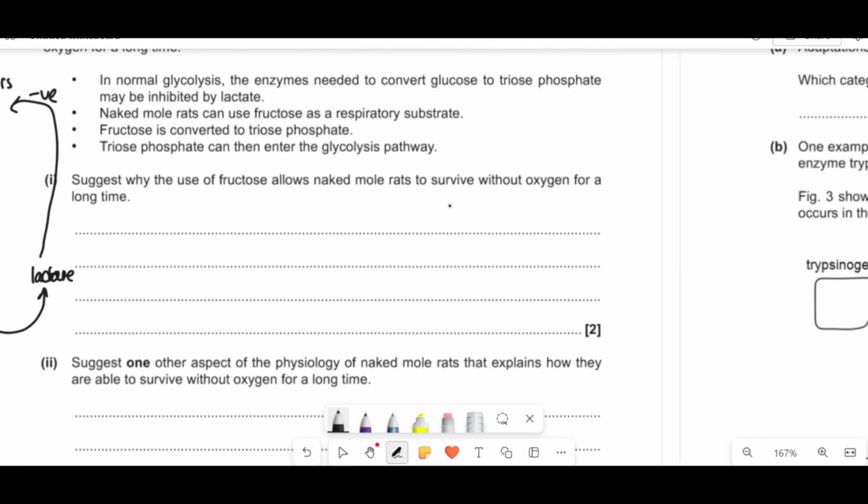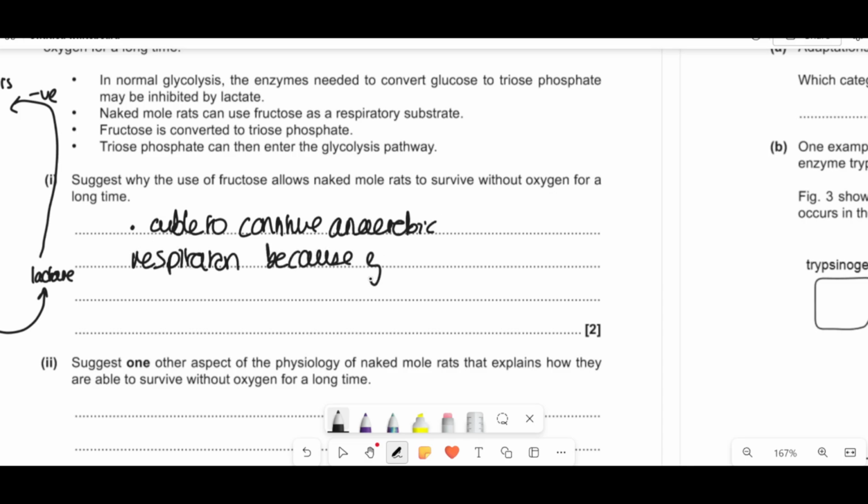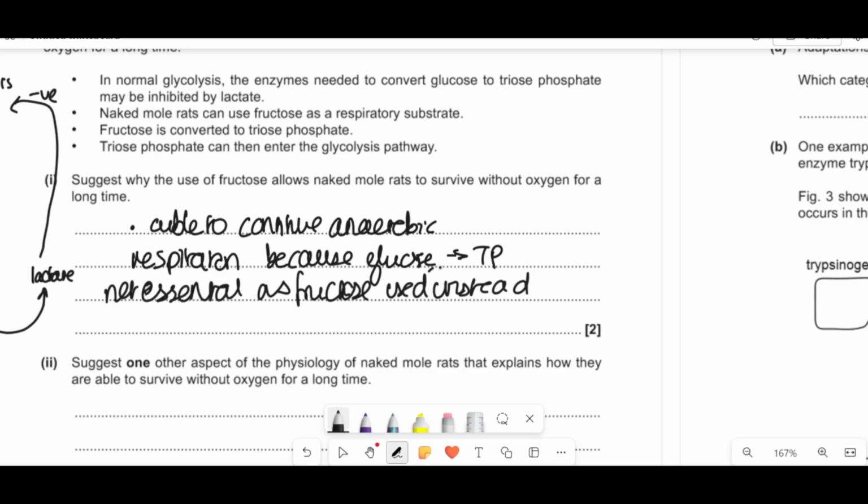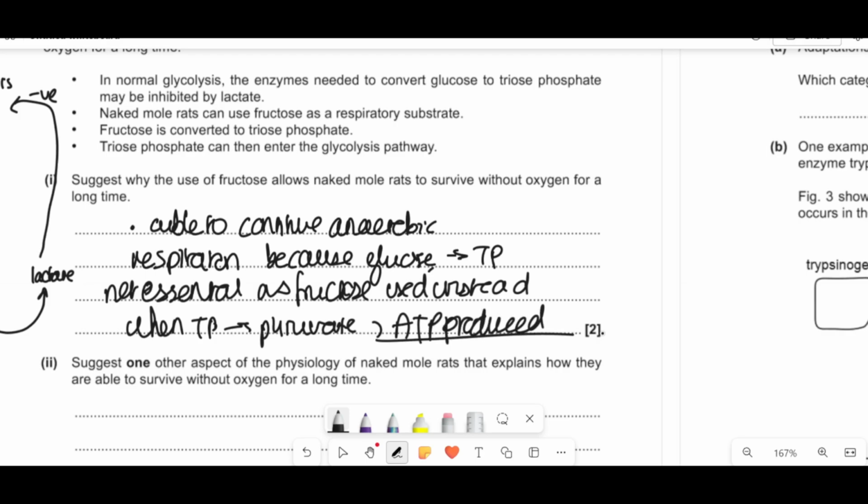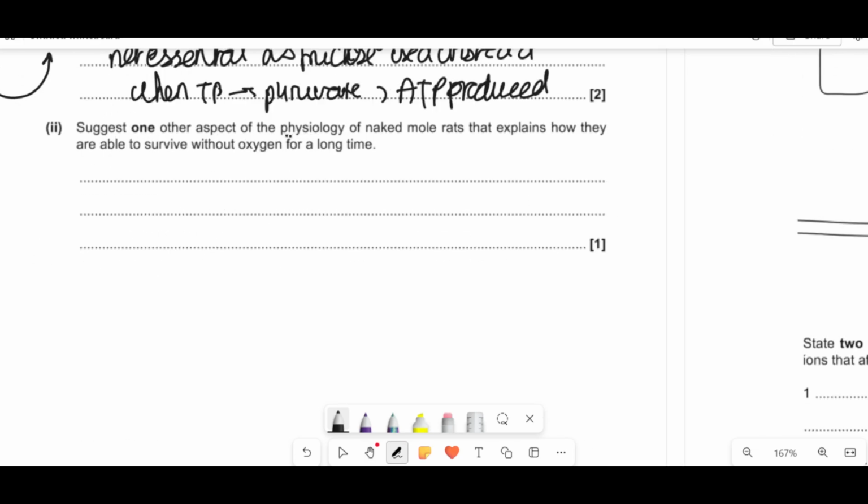So then it says, suggest why the use of fructose allows this. Well, it's just been established: you're able to continue anaerobic respiration because the glucose to TP step is not essential, as they can use fructose instead. But that still doesn't explain how that's helpful. It's because when you are converting TP to pyruvate, you're oxidizing it, but you're also making ATP in the process. So ATP is produced there, and that's what allows them to survive, because they can still make ATP. There's also one other aspect of the physiology of naked mole rats that explains how they're able to survive without oxygen for a long time.